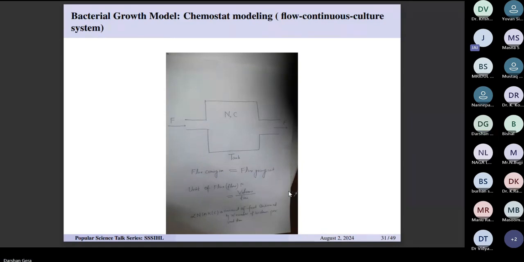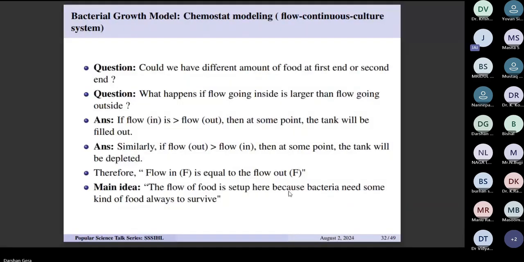Yes, sir. Next slide. So the question that I raised is whether the amount of food on the two ends will be the same or not. What happens if the flow going inside is larger than the flow going outside? If flow in is greater than flow out, the tank will be full after some time. Similarly, if flow out is greater than flow in, then at some point the tank will be depleted. Both scenarios we don't want. Hence, we maintain the flow in equal to the flow out. That's it. This is the main idea.